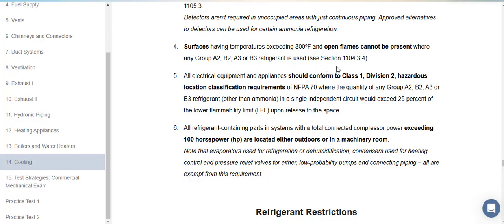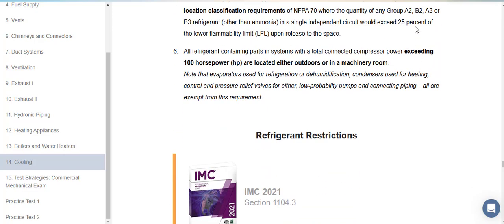1104.3.4. Number 5. All electrical equipment and appliances should conform to Class 1 Division 2 hazardous location classification requirements of NFPA 70, where the quantity of any group A2, B2, A3, or B3 refrigerant other than ammonia in a single independent circuit would exceed 25% of the lower flammability limit upon release to the space.